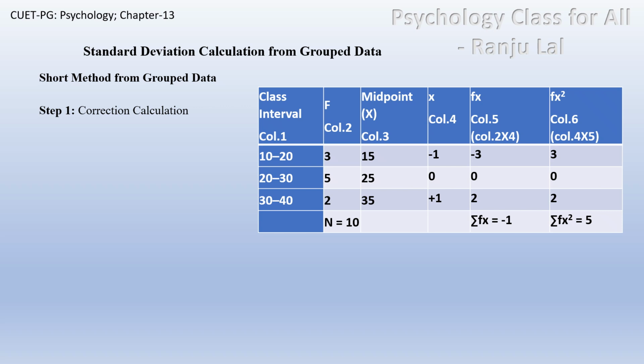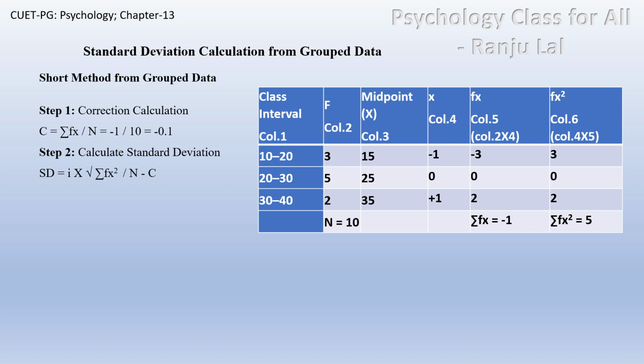So for correction we'll be taking the fourth column divided by n. So -1 divided by total 10. So now the result is minus 0.1, and step 2 is calculation of standard deviation, because we are working with the concept of the assumed mean formula.